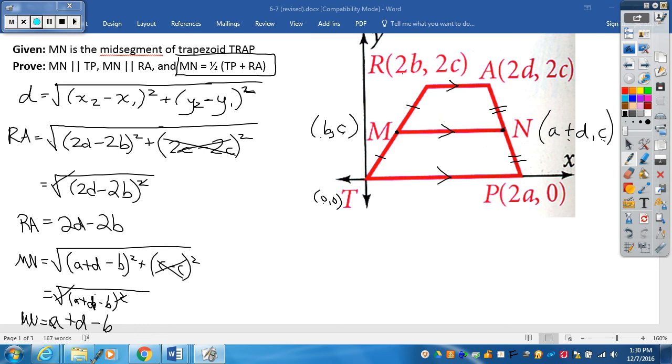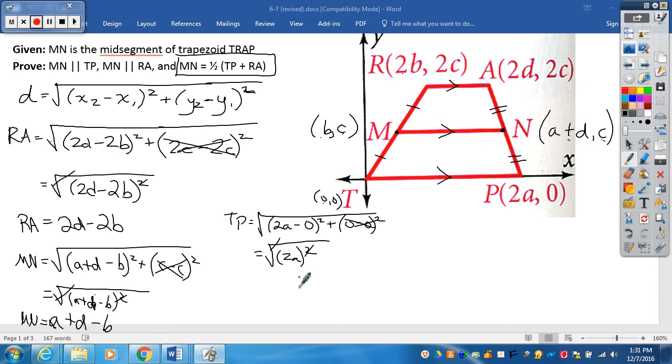All right, now, last one, TP. Let's do that one right there. TP, square root. I'm going to start with P. 2A minus 0 squared, and then 0 minus 0 squared. Okay? Again, this is gone, so we end up with this.